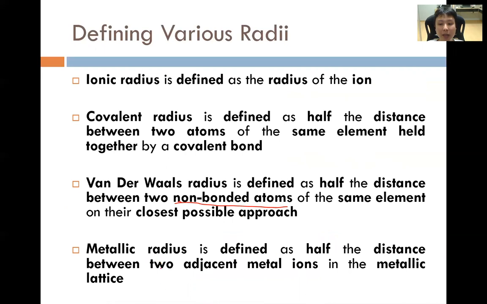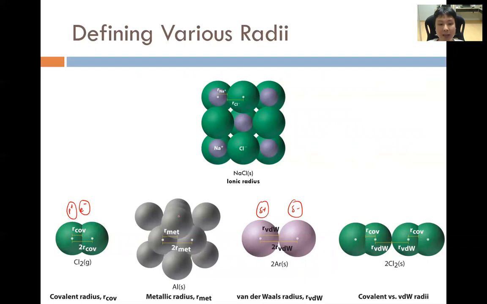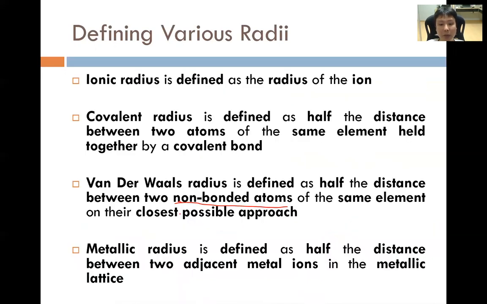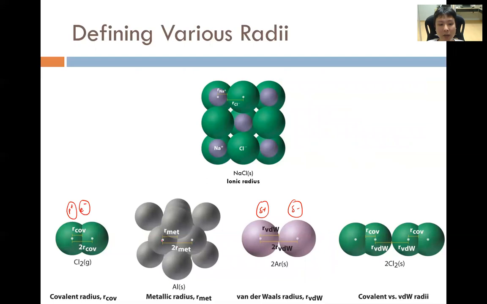Metallic radius, finally, is defined as half the distance between two adjacent metal ions in the metallic lattice. In the metallic lattice of, for example, aluminium, there are Al3 plus cations and a sea of delocalized electrons. Half the distance between two adjacent metal ions is known as the metallic radius. The main highlight of defining these various radii is the importance that the van der Waals radius is much longer than the covalent radius, because the van der Waals forces of attraction are much weaker than a covalent bond.